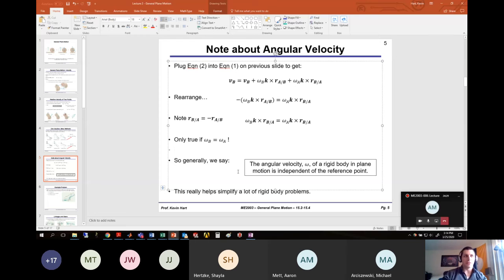Okay? So what we might say in English is that the angular velocity of a rigid body in plane motion is independent of the point that you select. Okay? So if I'm moving generally in space with my rigid body, and I find the angular velocity at any point in time on that body, that angular velocity is the same at all points on the body. Okay? So that really helps us with some of our angular velocity and relative velocity problems.